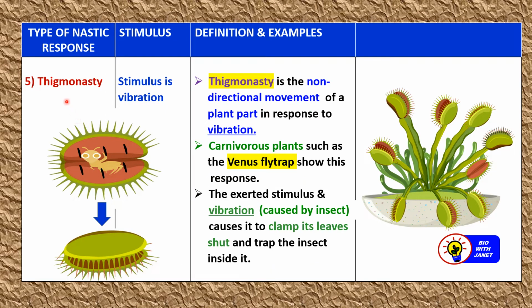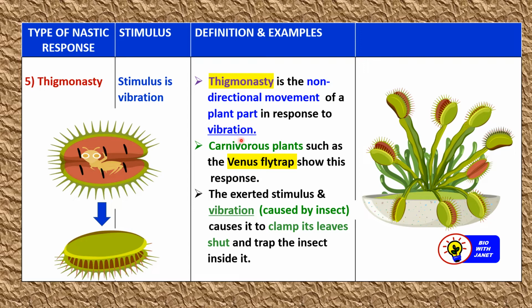The fifth type of nastic response is called thigmonasty. In thigmonasty, the stimulus is vibration. So this is a bit different from seismonasty, where the stimulus is touch, right? Seismonasty is shown by the Mimosa pudica plant, all right? So the stimulus for seismonasty is touch, whereas for thigmonasty, the stimulus is vibration. So thigmonasty is the non-directional movement of a plant part in response to vibration.